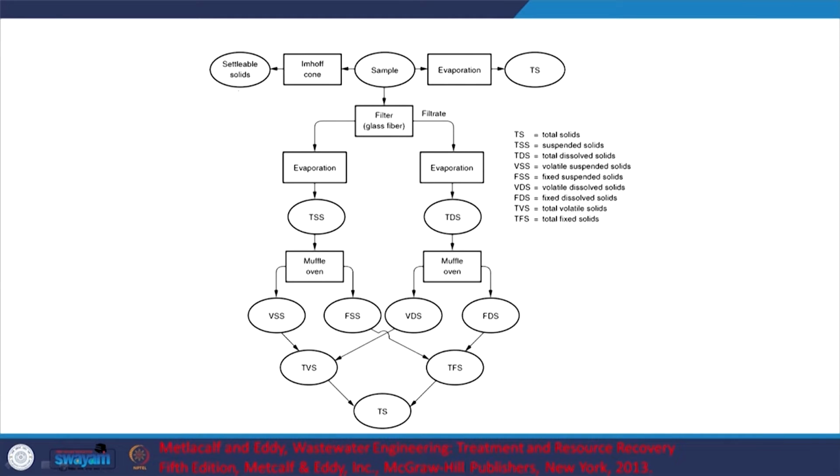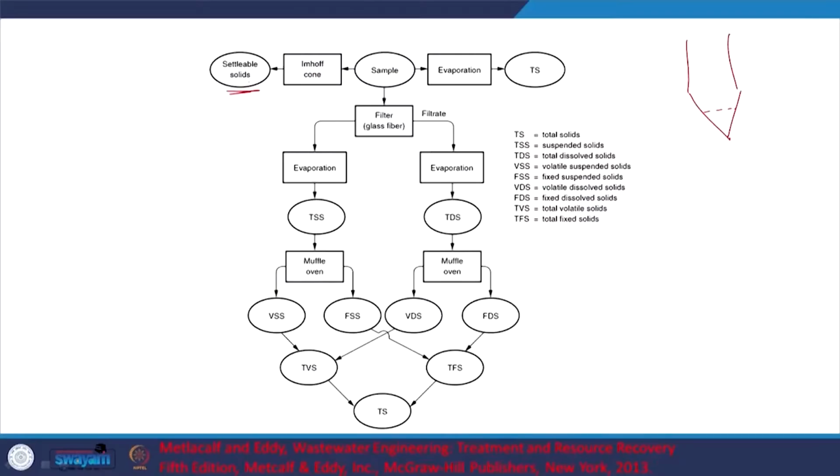One aspect is the settleable solids. We have an Imhoff cone, something like this, and after a particular time you will see up to a particular depth how much has settled. So, settleable solids, as in within a reasonable period of time, how much of the solids can be removed from your water by gravity itself, that is settleable solids.